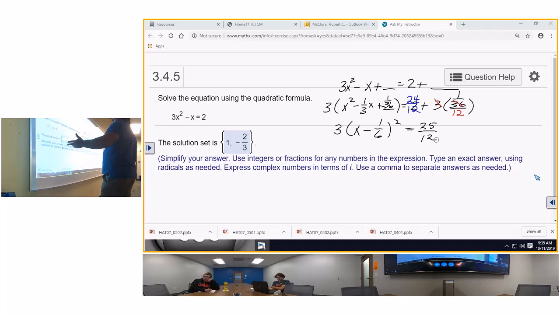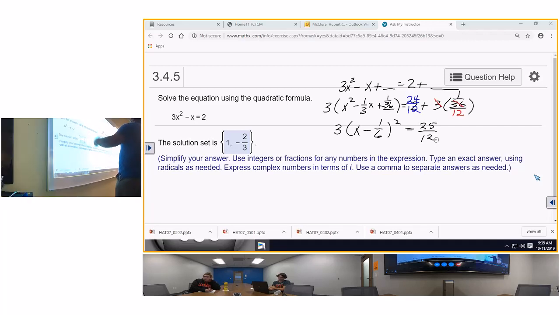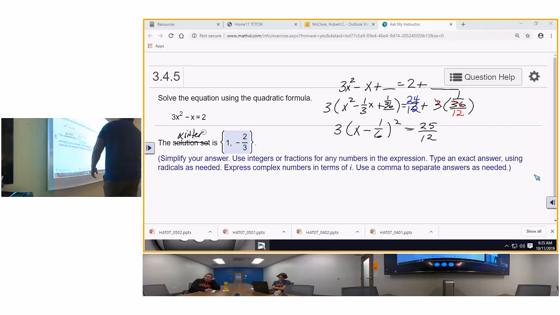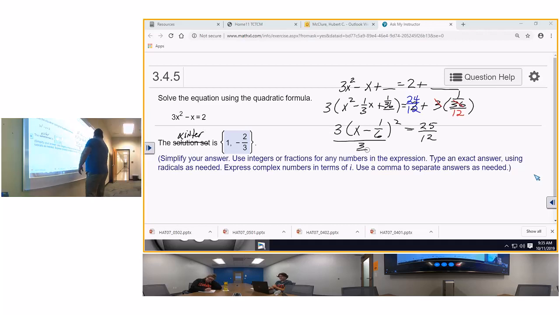So now we've got our vertex. I don't know if that's what they're asking for. I don't think so. Solve the equation. Solution set. That means x what? Intercepts, x intercepts. So let's divide by 3. When you divide by 3 over 1, you multiply by 1 over 3. Now we've got 2 perfect squares. So now we go x minus 1/6 quantity squared is equal to 25 over 36.